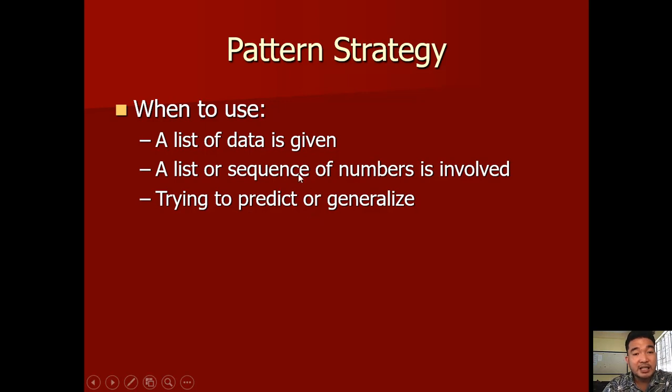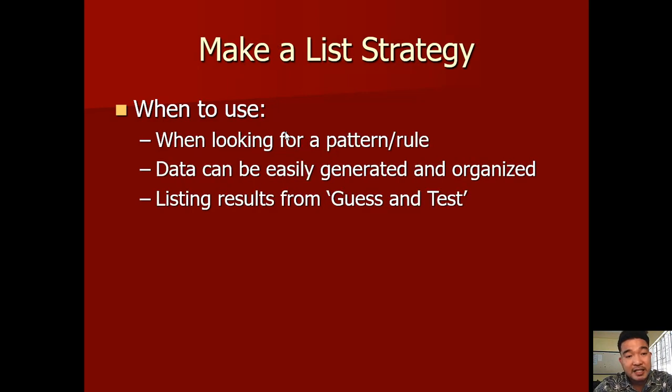Next, pattern strategy. So that's the first one, algebra or variables. For the pattern strategy, when to use this strategy, a list of data is given. Kapag meron tayong list ng mga data, then we use pattern strategy. A list or sequence of numbers is involved. Pag meron tayong mga list or sequence ng numbers, pwede trying to predict or generalize. So we use pattern strategy if we want to predict or generalize.